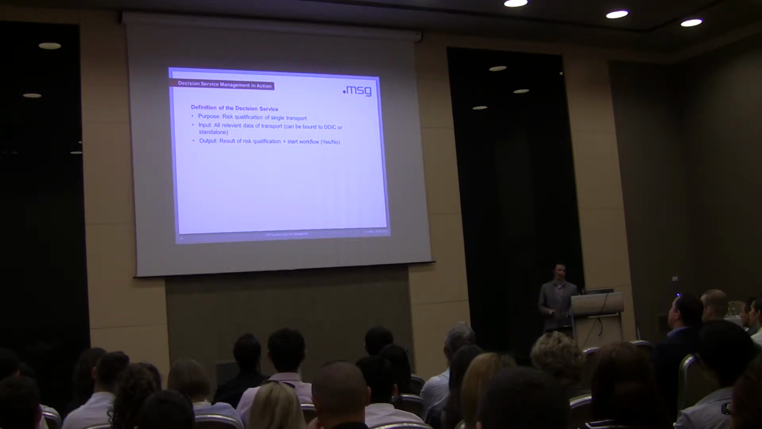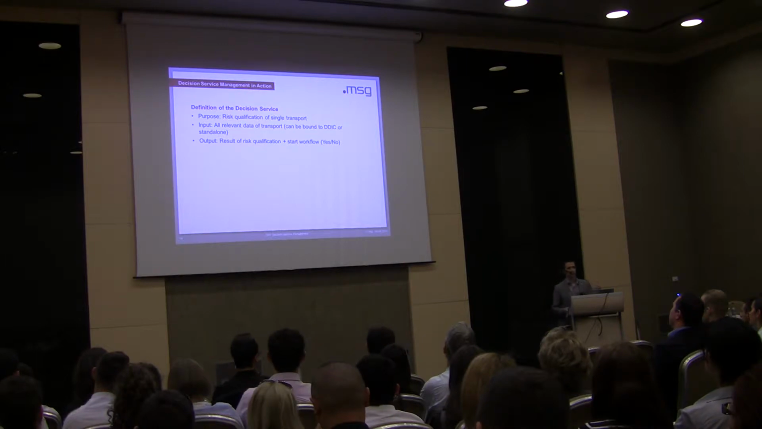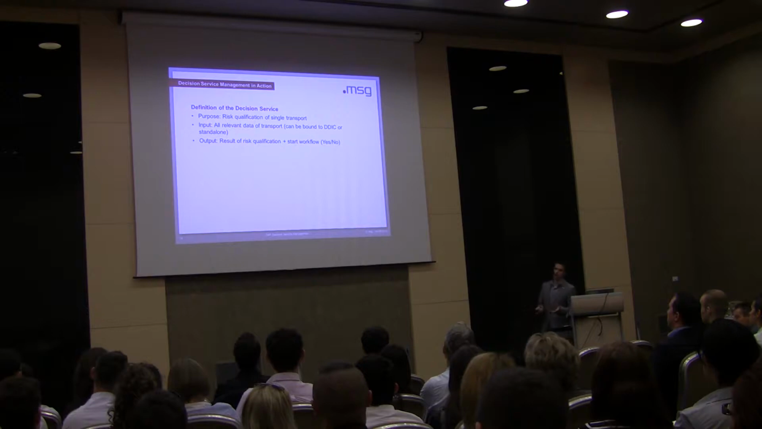And the output is first the result for the risk classification. So is it a red, a green, a yellow risk? And should the workflow be started or not? So that's it.